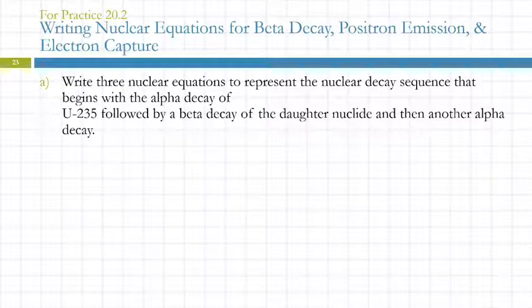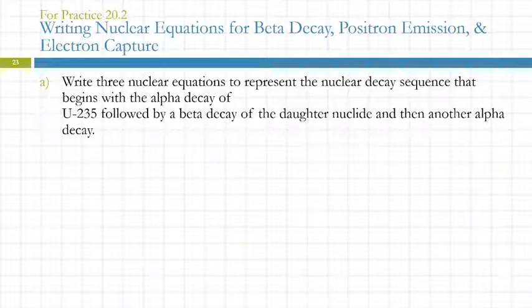So, what should we be able to do? We should be able to write nuclear equations. Write 3 nuclear equations to represent the nuclear decay sequence that begins with the alpha decay of U-235, followed by a beta decay of the daughter nuclide, and then another alpha decay.